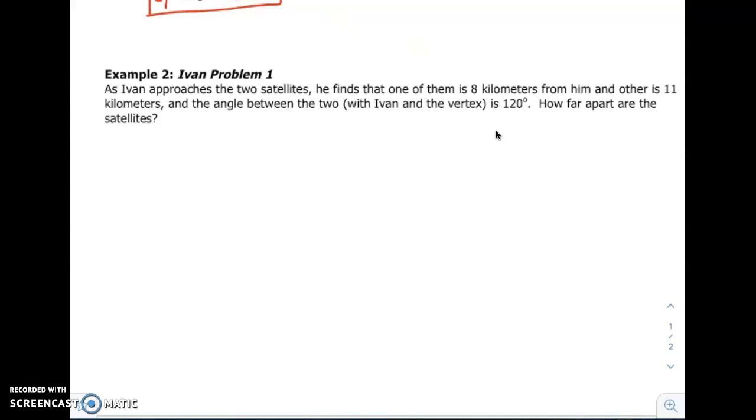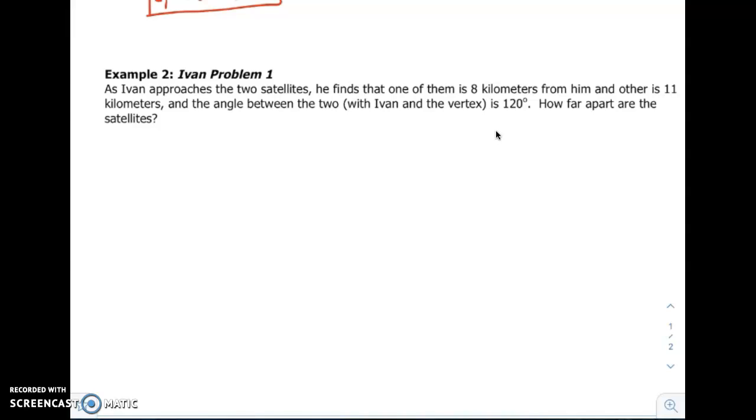As Ivan approaches 2 satellites, he finds that one of them is 8 kilometers from him and the other is 11 kilometers. And the angle between the two, with Ivan as the vertex, is 120 degrees. How far apart are the satellites?